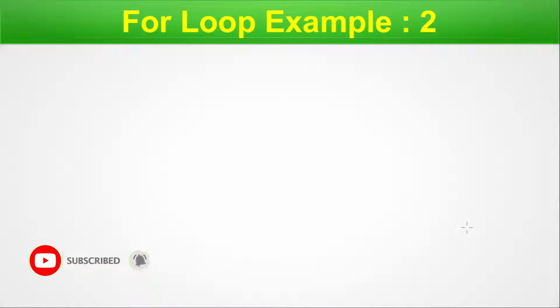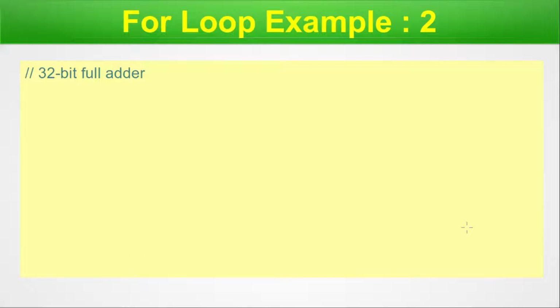For loop example 2. Now here we have a 32-bit full adder. I'm not going into the design detail. This is for your learning purpose, to see how the for loop works, because in case you are not seeing the examples, it is very difficult for you to write any code, whether it is Verilog or any other language. It is a must that you go ahead and see the different examples, get familiarized with the coding style or the writing style, and then you become fluent in writing the code.